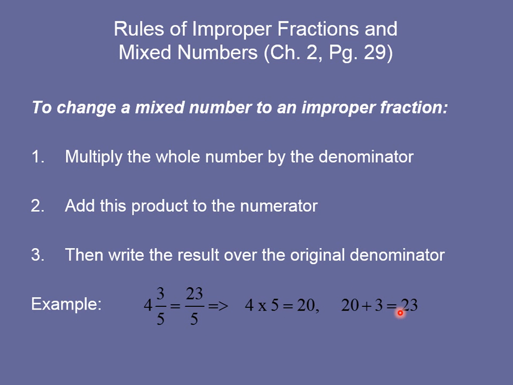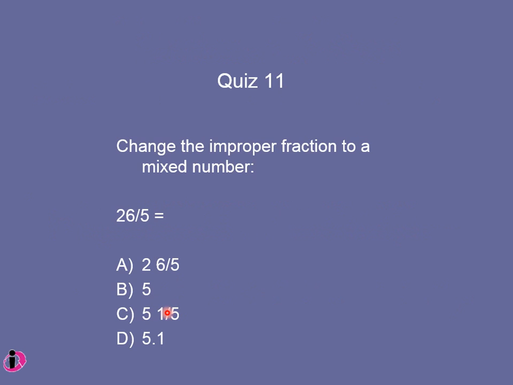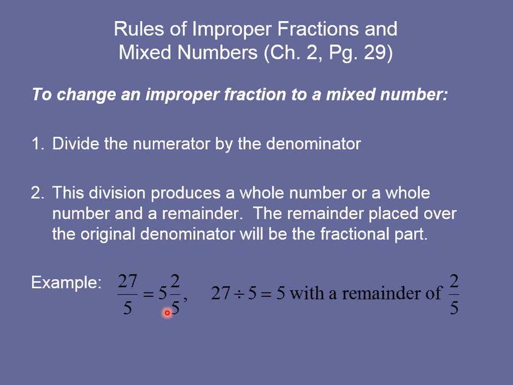And now the 23 will be your new numerator, and the denominator remains the same. Okay, and now this new fraction is what? 23/5. So this 23/5 is an improper fraction, which is actually equivalent to the mixed number we had before. Okay, so we can also do the backward. So let's say we have the improper fraction. We can also write the mixed number.